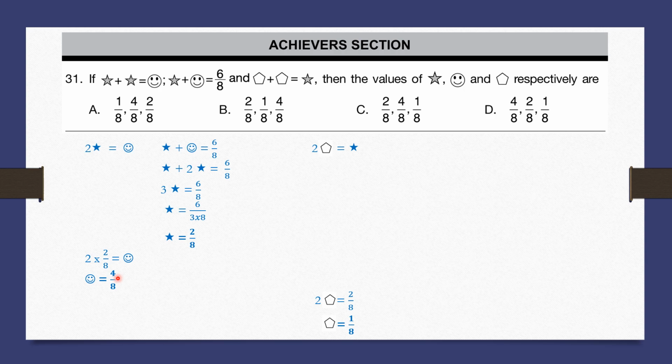Now we know the value of star, we can put it in this equation. So 2 pentagon equals 2 by 8, and 1 pentagon will equal 1 by 8. Now the value of star is 2 by 8, value of smiley equals 4 by 8, and value of pentagon is 1 by 8. So our answer is option C.